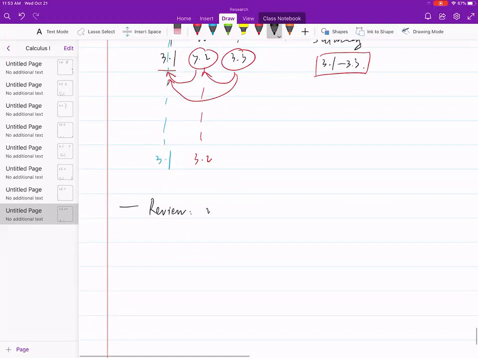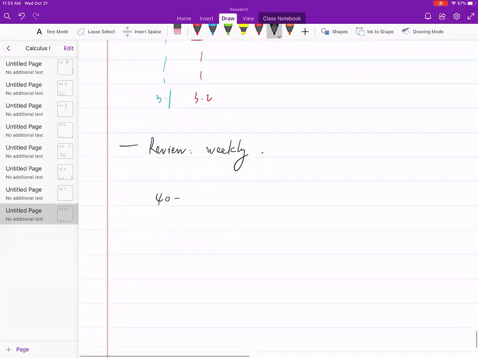Number 2 is you should really do your review. I would say weekly, worst case monthly. What do you do? You take all the notes and all the web works you have done for this week, roughly 40 or 60 pages of stuff. What you need to do is rewrite all the notes in your own way into less than 1 page.